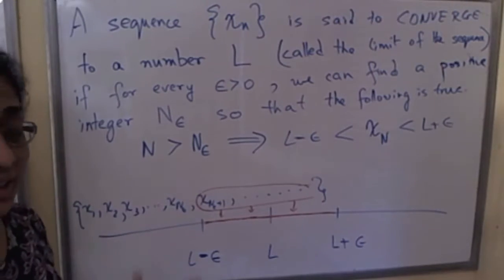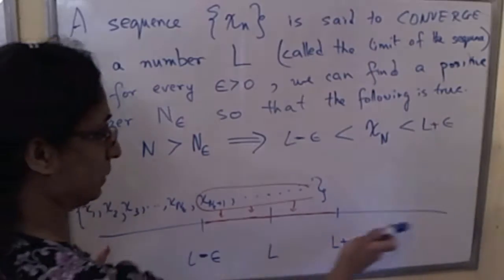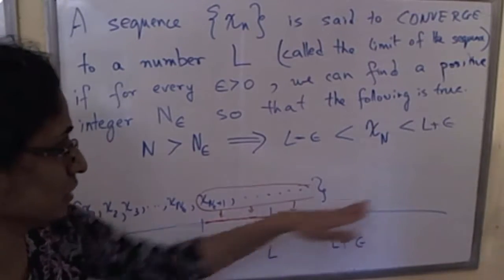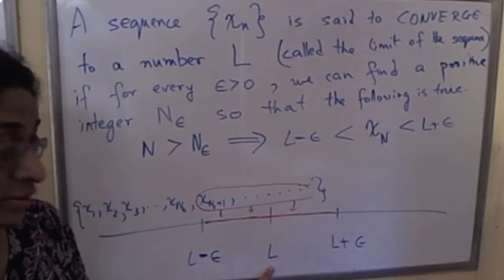So what is it really saying? Let's draw a picture to make sense of it. I've marked on this number line a number called L.